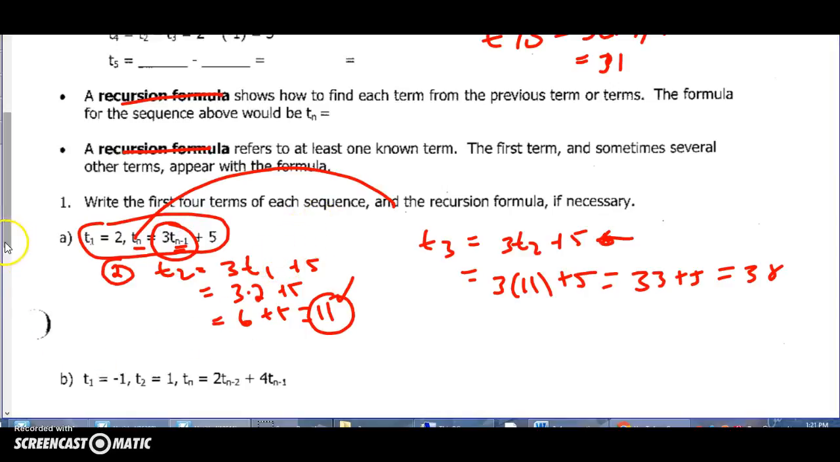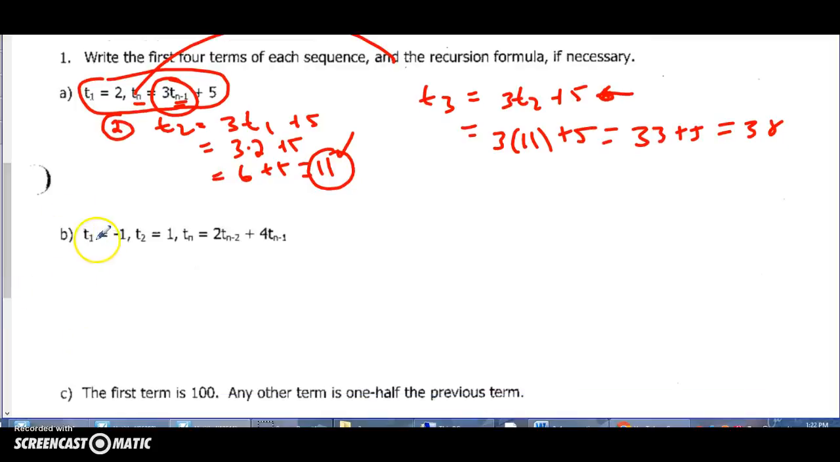Okay, so we can look at other ones here. This one's even more recursive, I guess. I don't know if I should say that, but this is saying the first term is minus 1. So T1 is minus 1, T2 is 1. Sorry, the second term is 1. So minus 1, and then 1, and then what else do I have here?